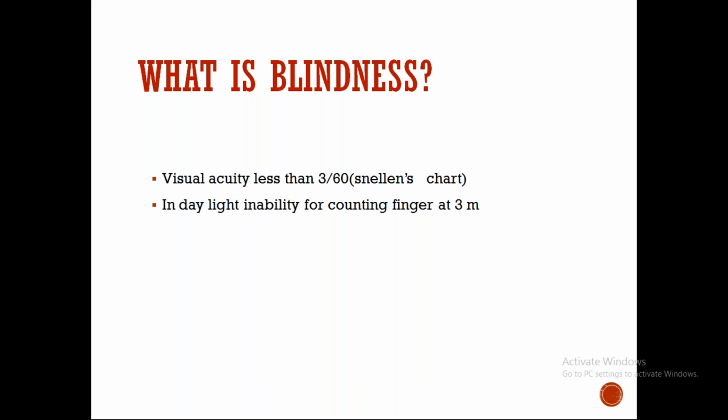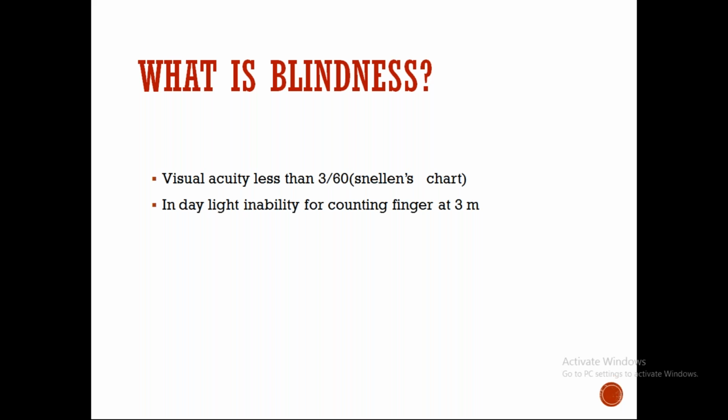As per the WHO definition, if the visual acuity is less than 3 by 60 in Snellen's chart, that is, counting fingers at 3 meters in daylight, inability to count fingers at 3 meters, then it is called blindness. So blindness is something which can be quantified. If somebody's best corrected visual acuity, in spite of all your attempts, doing refraction, examining the eye, everything you have examined, and finally the patient's vision is not improving beyond 3 by 60 or counting fingers at 3 meters in broad daylight, that is blindness. So you have to know this definition.